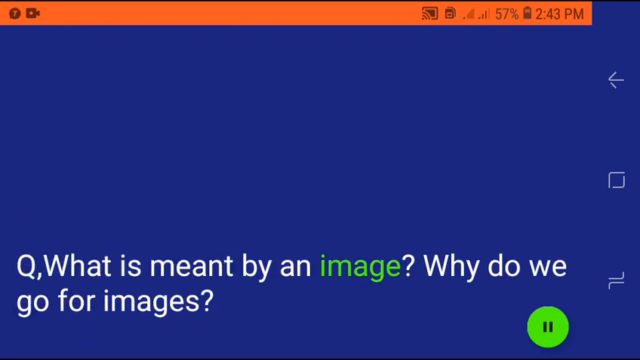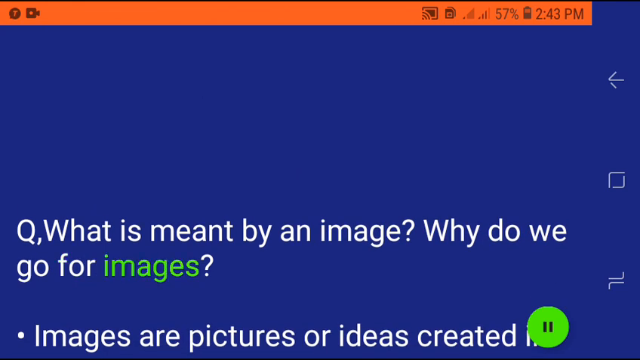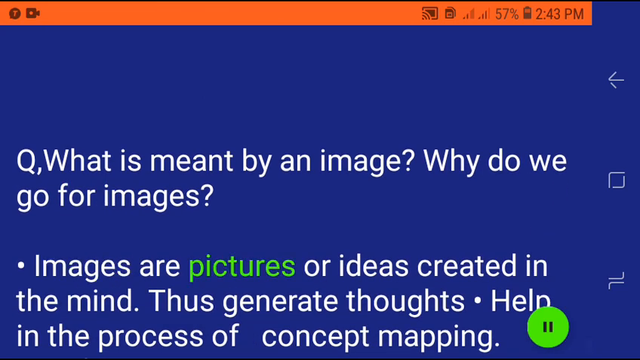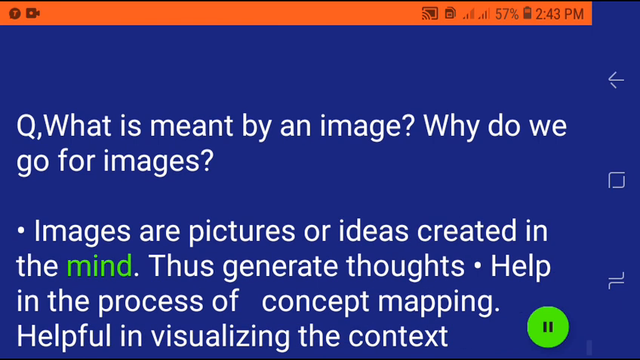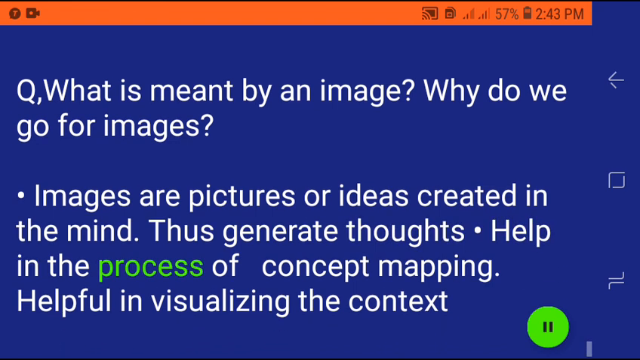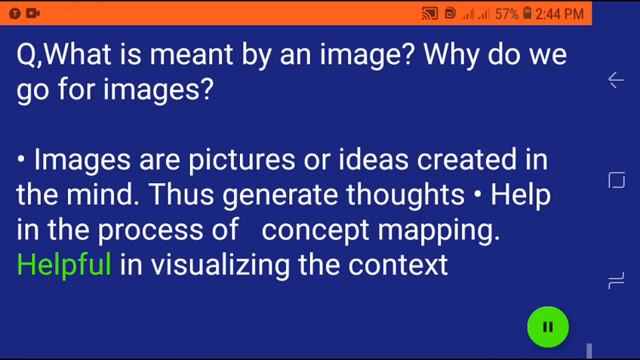Q. What is meant by an image? Why do we go for images? Images are pictures or ideas created in the mind. Thus generate thoughts, help in the process of concept mapping. Helpful in visualizing the context.